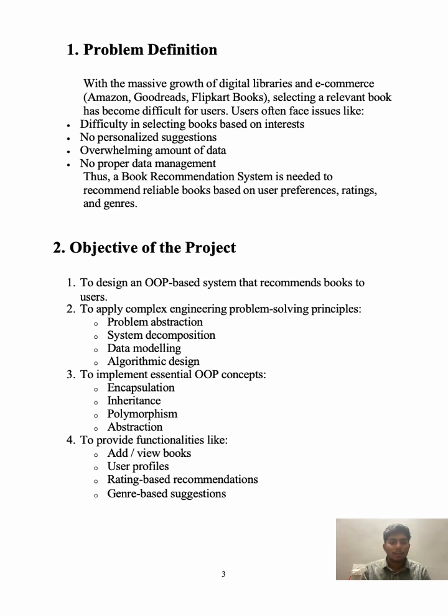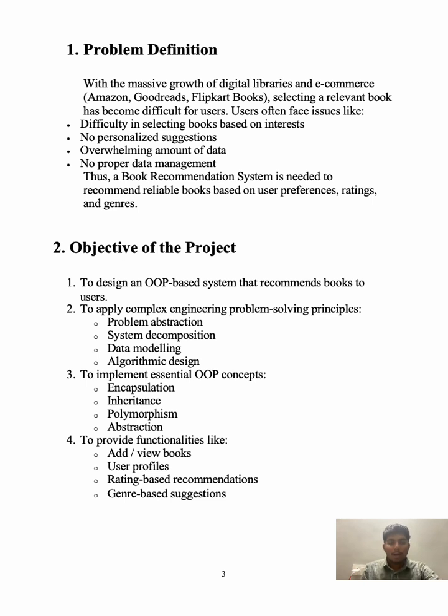Second one, no personalized suggestions. Most basic systems only display popular and trending books, not tailored recommendations. Third one, overwhelming amount of data. A huge database of books leads to decision fatigue. Users often end up confused or end up choosing nothing at all.